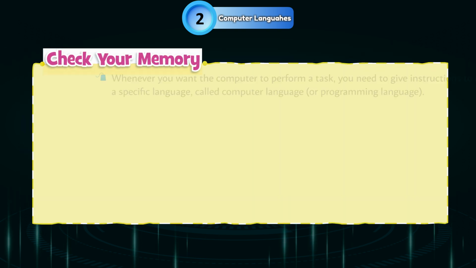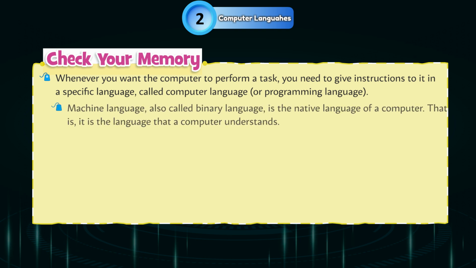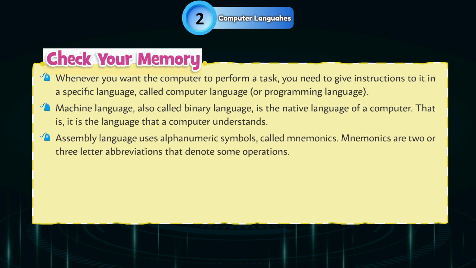Check your memory. Whenever you want the computer to perform a task, you need to give instructions to it in a specific language called computer language or programming language. Machine language, also called binary language, is the native language of a computer. That is, it is the language that a computer understands.